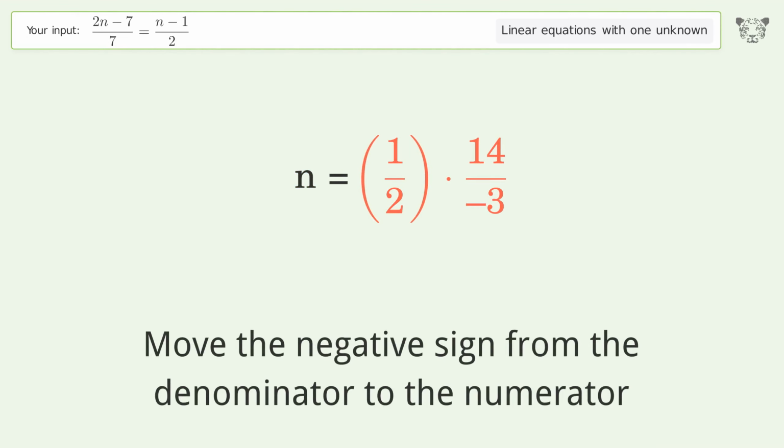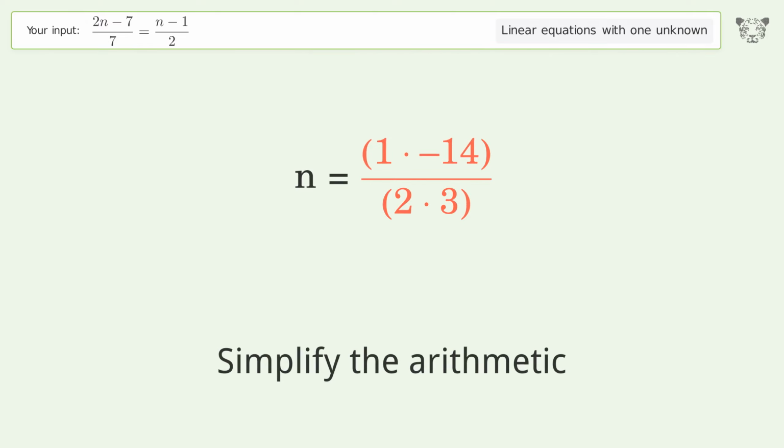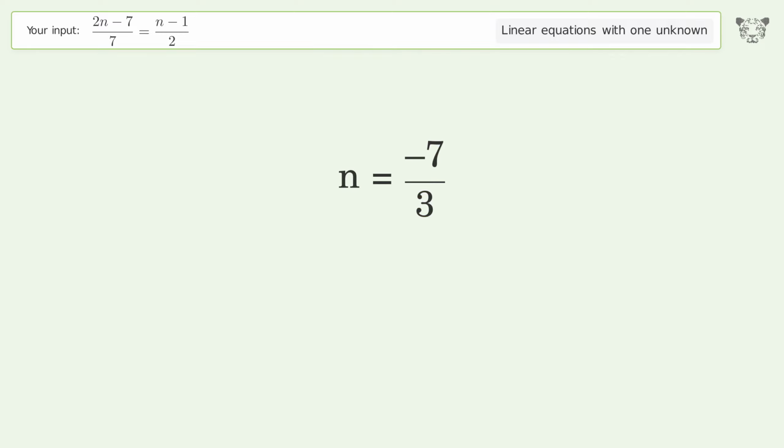Move the negative sign from the denominator to the numerator. Multiply the fractions. Simplify the arithmetic. And so the final result is n equals -7/3.